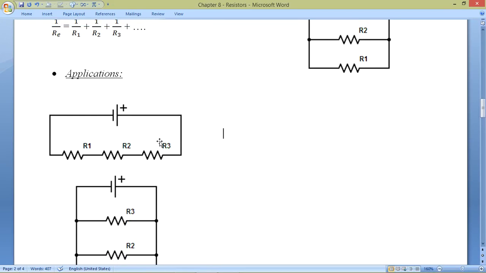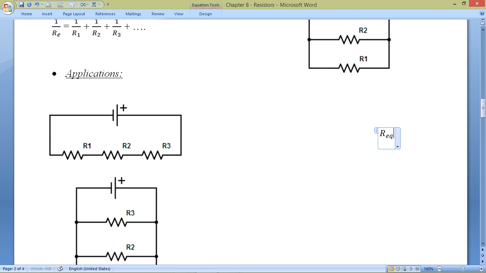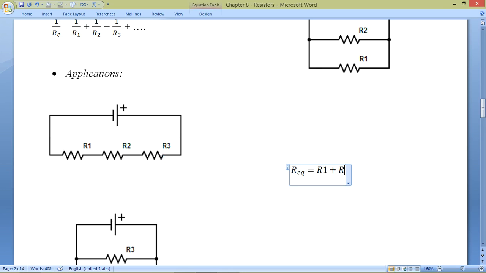Now, let's assume that the resistances R1 equals 1 ohm, R2 equals 2 ohms, R3 equals 3 ohms, just for simplicity. So now to calculate the equivalent resistance here, we just add the resistances. So we say that R equivalent, REQ, is equal to R1 plus R2 plus R3, which is equal to 1 plus 2 plus 3 equals 6 ohms. Okay, 6 ohms. Now, this is simple.